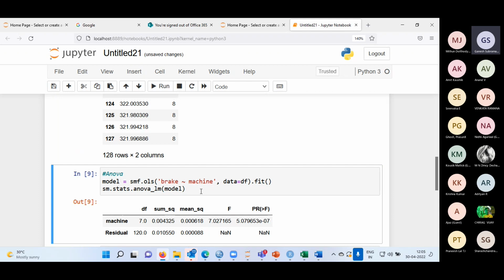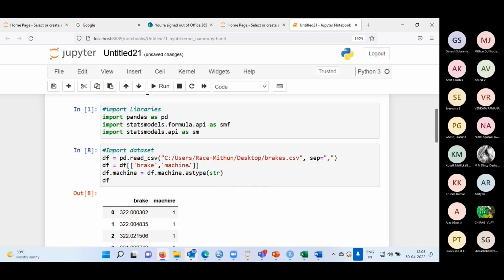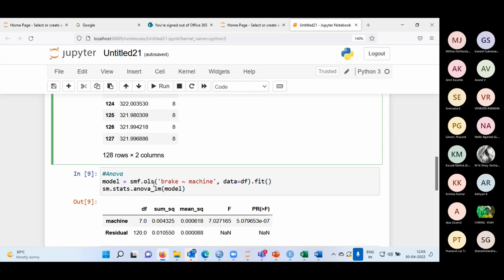We don't need the second statement below that df. This second one is optional. Don't have to give this; it is not mandatory. I may have been trying many things, so I was just experimenting. This is okay. The main thing is just remember this smf.ols break tilde machine.